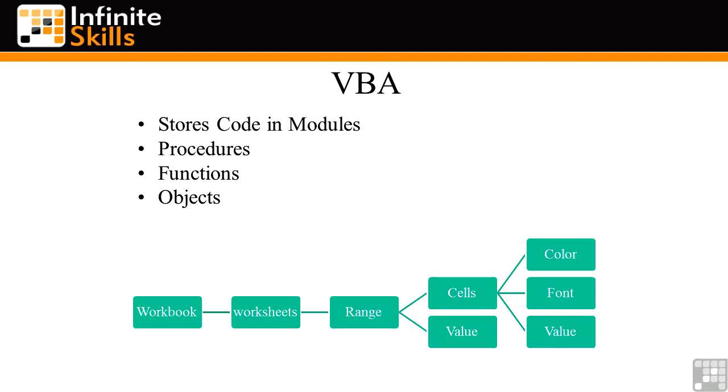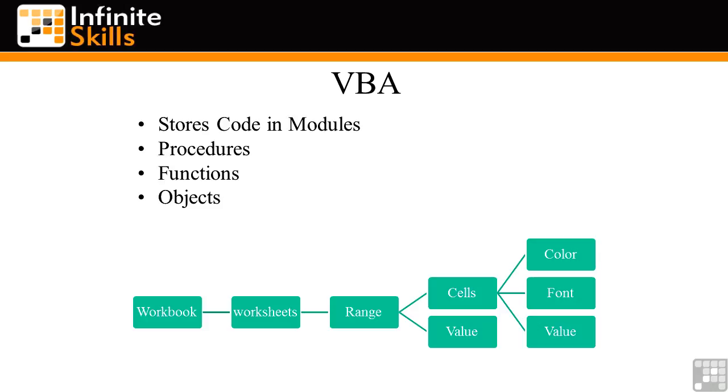Your workbook is broken down into worksheets. Each worksheet is broken down into ranges. A range is broken down to cells. Those cells are then broken down into properties. So you can see the cells have color, they have a font, and then a value. And within your programming, you can manipulate these values or you can interrogate these values. And that's how you then make changes to your Excel file, by manipulating the objects.